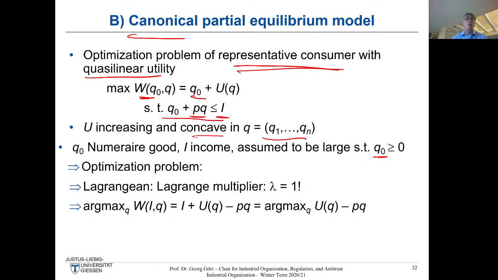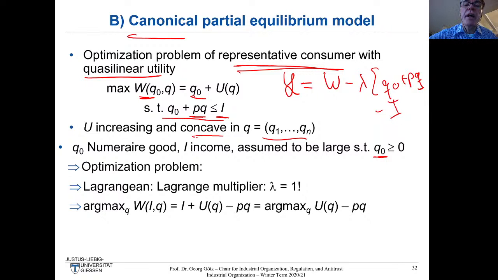So it's rather simple. But what is also interesting to see, if you set up a Lagrangian here, W minus lambda times the constraint Q0 plus PQ minus I. Here I just assume that it's not a vector, but a single product. If you take the derivative of the Lagrangian with respect to I, you simply get lambda. Okay? This is because W is simply Q0 minus lambda Q0.